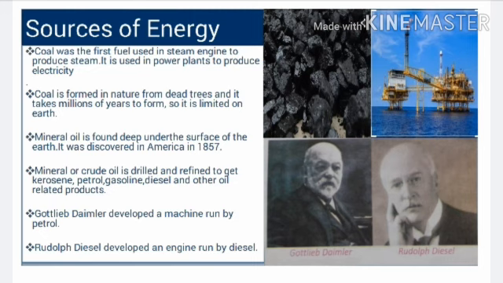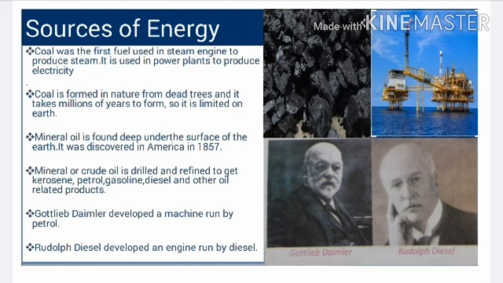Mineral oil is found deep under the surface of the earth. It was discovered in America in 1857. Mineral or crude oil is drilled and refined to get kerosene, petrol, gasoline, diesel and other oil-related products. You can see the second image here. Mineral or crude oil is drilled to get different kinds of oil products.